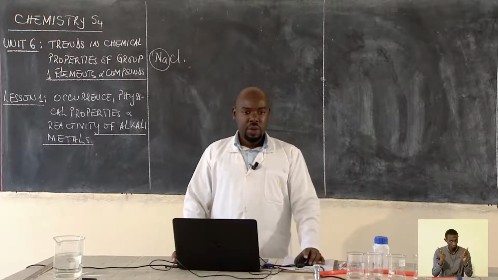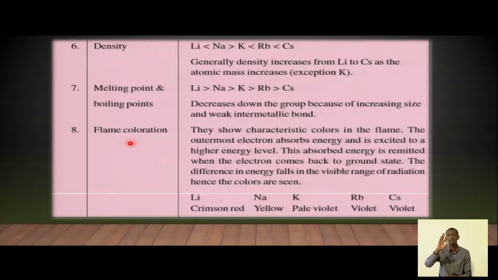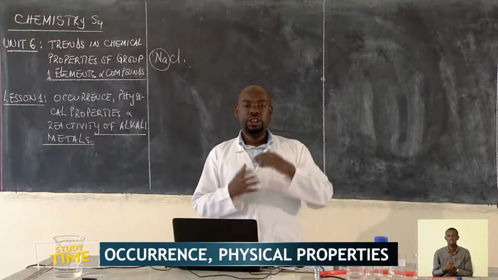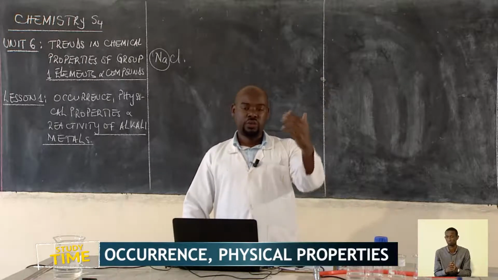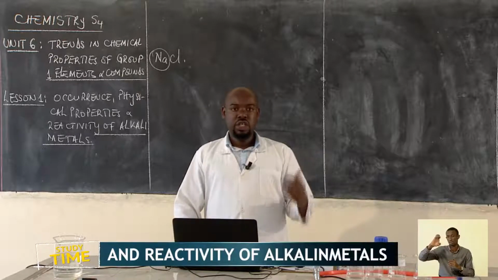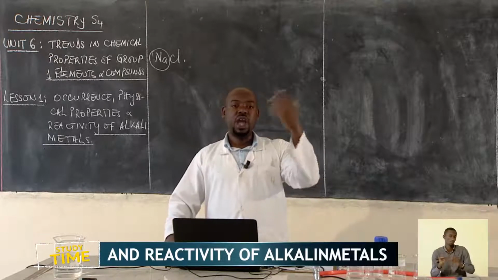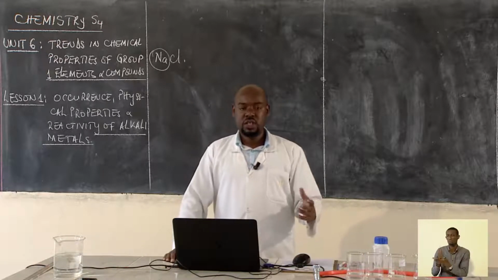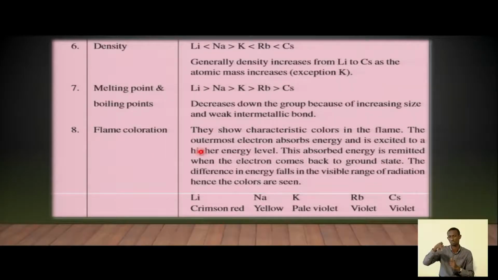Okay? Here we have the flame coloration. As I said, when the electrons of these elements are excited, the energy difference is so small that the energy emitted when the electrons fall back to the normal energy levels corresponds to wavelengths which belong to the visible part of the light spectrum. Because of that, we can observe different colors depending on the atom involved and the energy which is released.